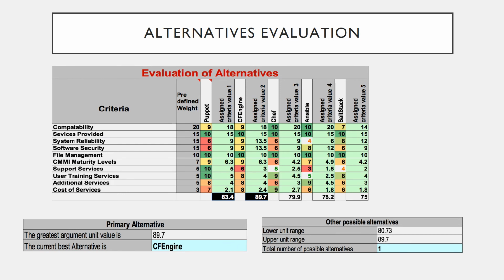So now we are in the alternatives evaluation process step. As you can see in the table, we have different values for every criterion, and we multiply by the predefined weight, and we have 5 different options: Puppet, CF Engine, Chef, Ansible, and SaltStack. The highest score that we got is for CF Engine with 89.7, and the second highest score is for Puppet with 83.4. So the primary alternative is going to be CF Engine, and since the Puppet score is within a range of plus or minus 10%, we also proceed with a formal evaluation process for Puppet as well.